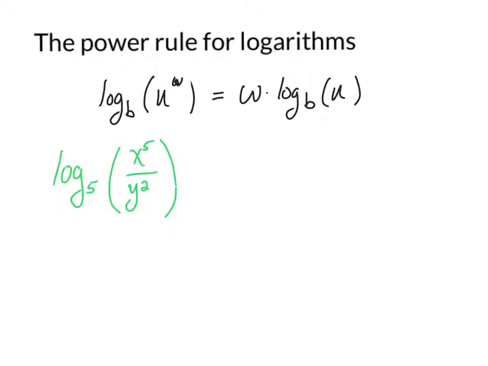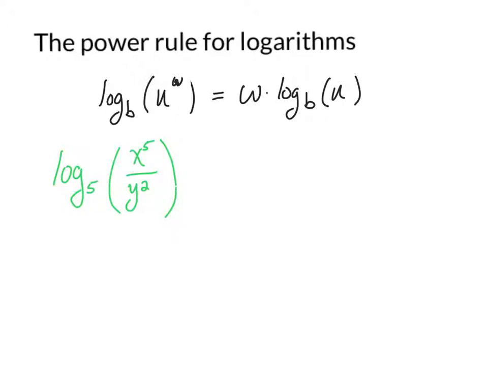Alright, so we are back, and I have another example in front of us. Log base 5 of x to the 5th divided by y squared. So what I'm going to try to do is expand this out using some of my rules for logarithms, just as some practice. So what I need to do first is look at my input here, x to the 5th over y squared, and ask myself, what is the structure of this term?